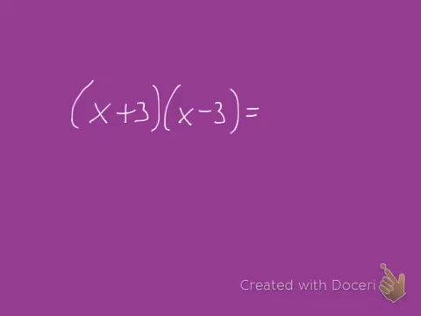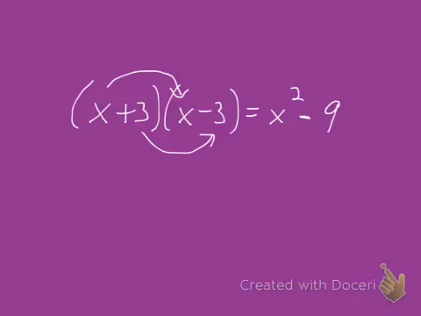Alright, suppose you have x plus 3, x minus 3. Okay, right away, hopefully you say, oh, we've got the same thing except they're different signs in the middle. That means you have the difference of two squares. That means I can take my first terms and I can take my last terms, and it will be x squared minus 9.